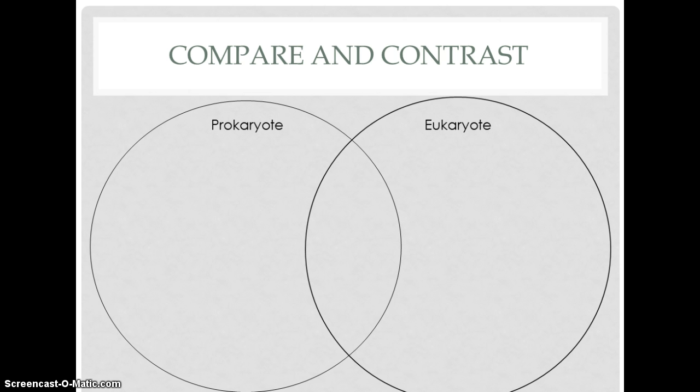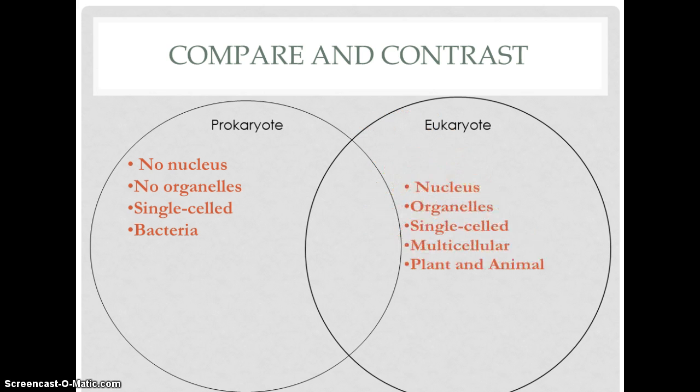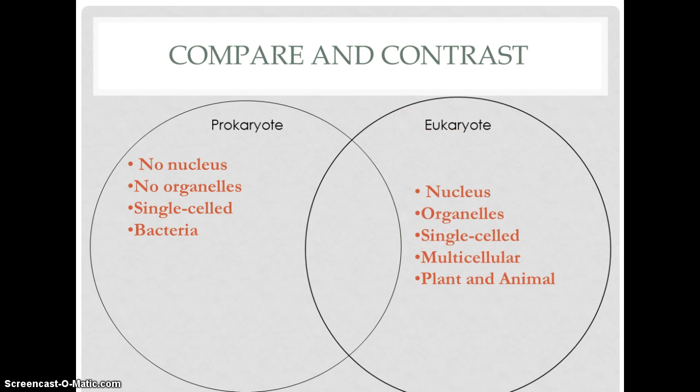First, let's start with prokaryote cells. Prokaryote cells do not contain a nucleus, do not contain membrane-bound organelles. They're single-celled, and an example includes bacteria. In contrast, eukaryote cells do contain a nucleus, do contain membrane-bound organelles, can be single-cellular or multicellular, and examples include plant and animal cells. Both types of cells contain cytoplasm and a cell membrane. Check over your Venn diagram and make sure you have included the following elements.